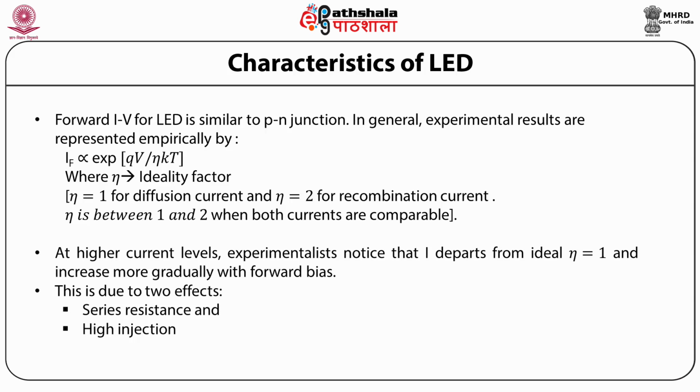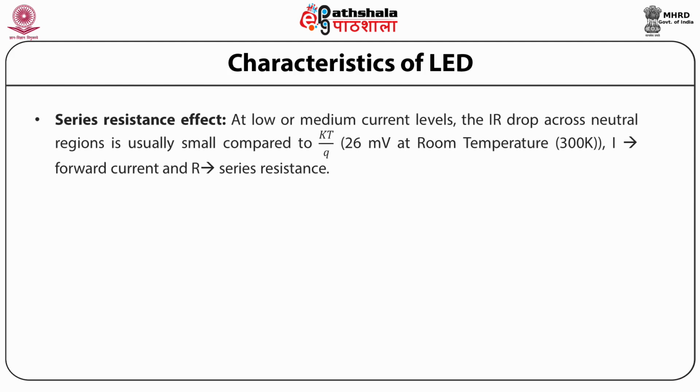At higher current levels, experimentalists notice that the current departs from the ideal eta value and increases more gradually with forward bias. This is due to two effects: first is series resistance and second is high injection. Let us first discuss the series resistance effect. At low or medium current levels, the IR drop across the neutral regions is usually small compared to kT by q, where I is the forward current and R is the series resistance.